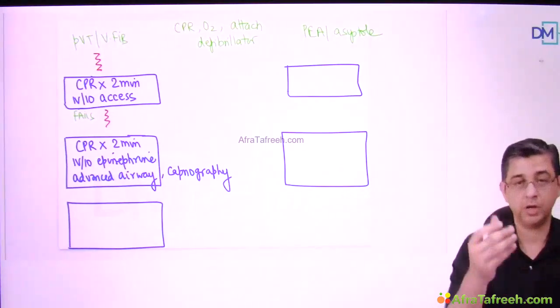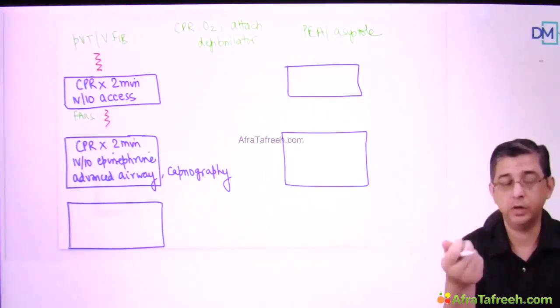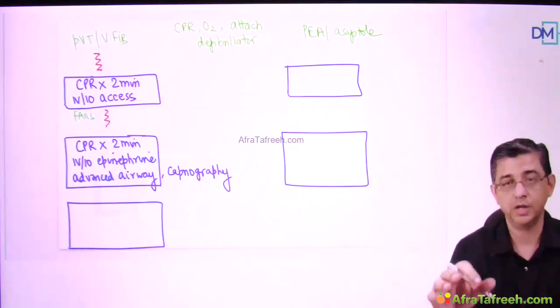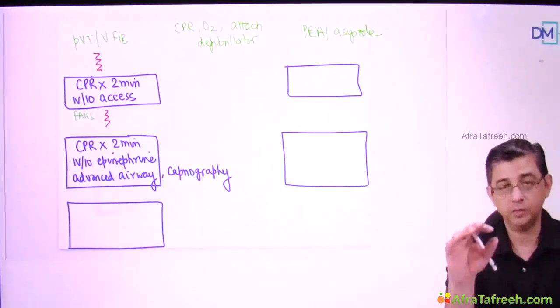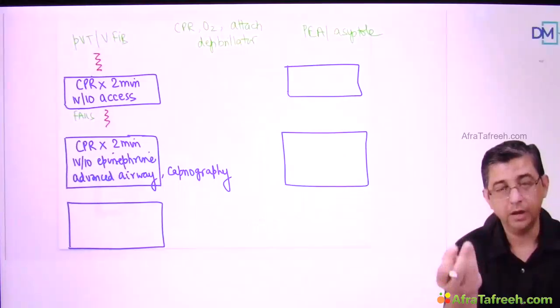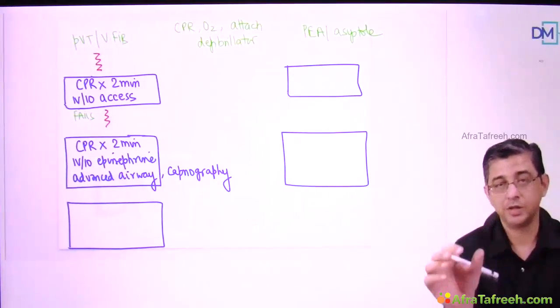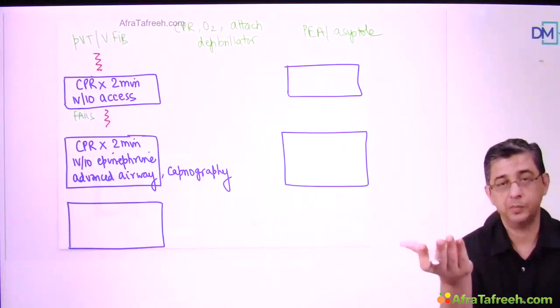You can also use capnography along with that, because this will tell you whether the tube is in the esophagus or in the lungs, and once the EtCO2 is measured or evaluated, it gives you a reliable index of the fact that you are ventilating the lungs properly.